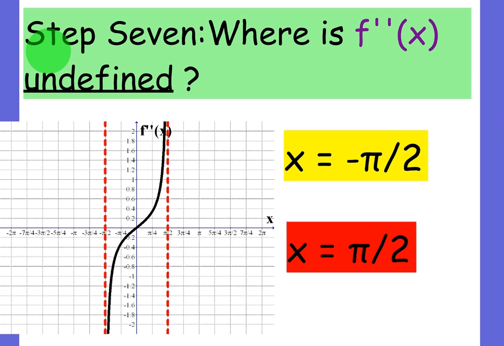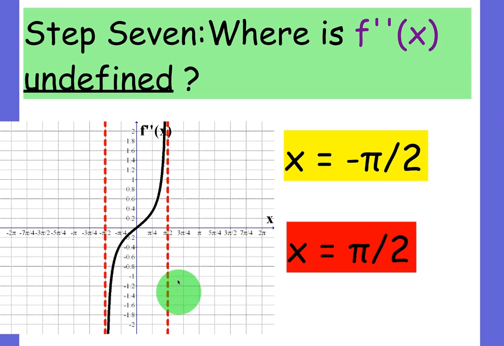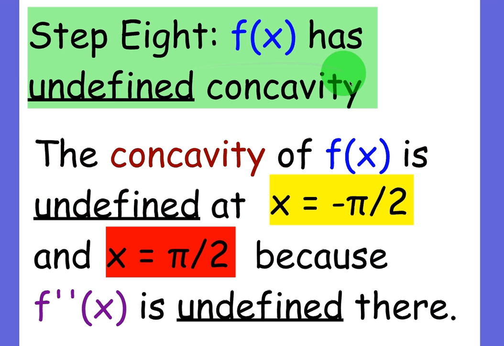Step 7, where is f double prime of x undefined? Well, it's undefined at pi over 2 and negative pi over 2. So what does this tell you about the original? That means the original has undefined concavity, because f double prime of x is the concavity of f of x. The concavity of f of x then is undefined at x equals negative pi over 2 and x equals pi over 2, because f double prime of x is undefined.